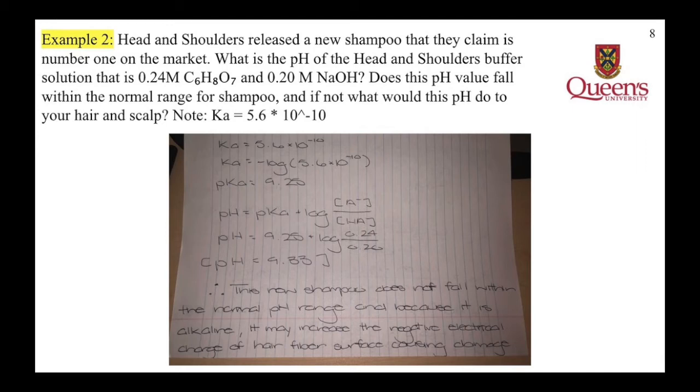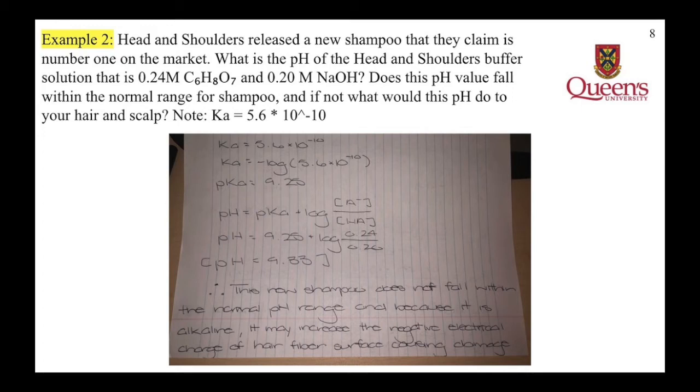So when you have a Ka value of 5.6 times 10 to the negative 10, you want to change it to get your pKa value, so you would do the negative log of 5.6 times 10 to the negative 10, which gives you a pKa of 9.25. Then you do your pH equation, so pH equals pKa plus log of A minus divided by HA, which is the Henderson-Hasselbalch equation. When you fill in your values, you get pH equals 9.25 plus log of 0.24 divided by 0.20, and you get a pH of 9.33.